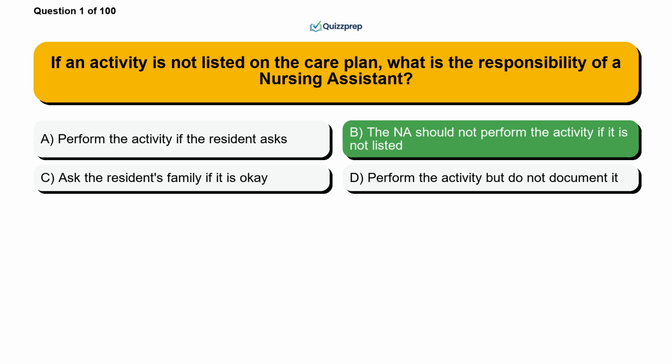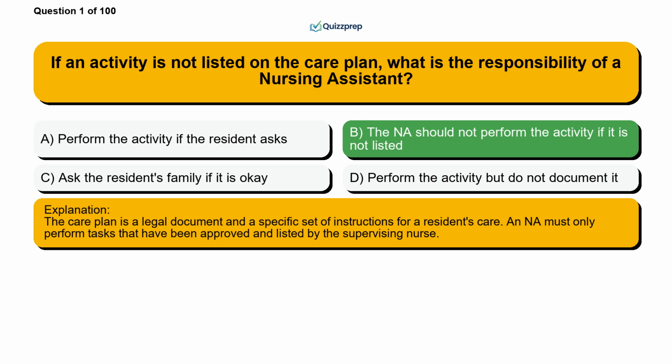The correct answer is option B. The NA should not perform the activity if it is not listed. The care plan is a legal document and a specific set of instructions for a resident's care, and NA must only perform tasks that have been approved and listed by the supervising nurse.